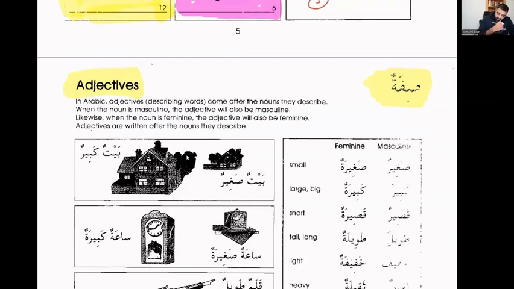You can look at the examples here. If you look at this house, it says Baytun. Now, is the word Baytun male or female? Male. So to describe it, I have to use an adjective that is male. The male adjective used is kabirun. The word kabir means big. So when you put the two words together, baytun kabirun, the translation would be: a big house.